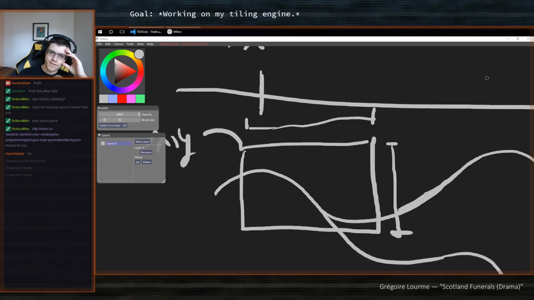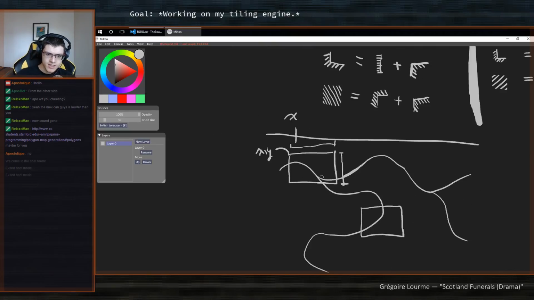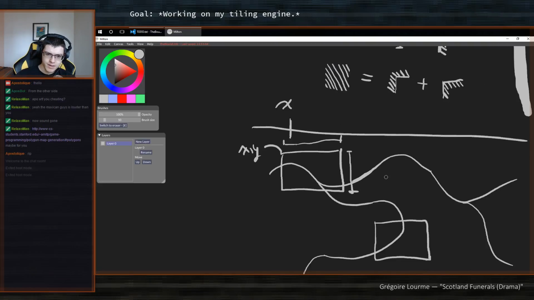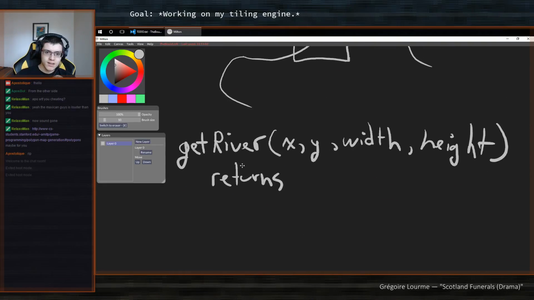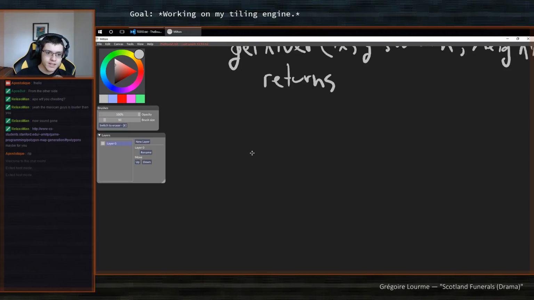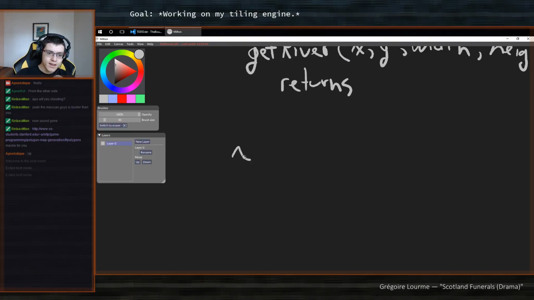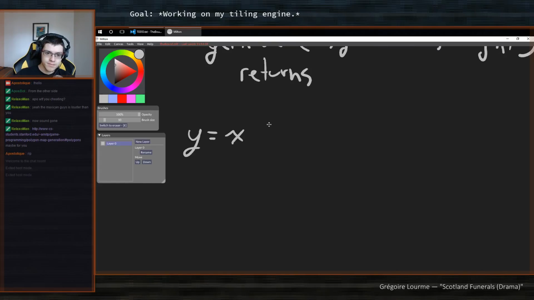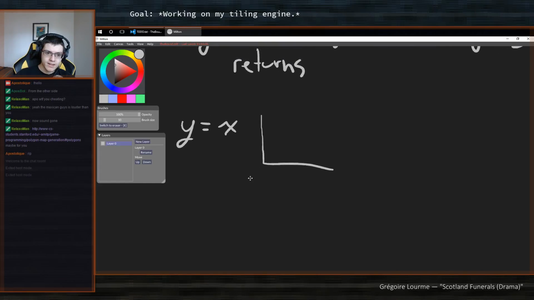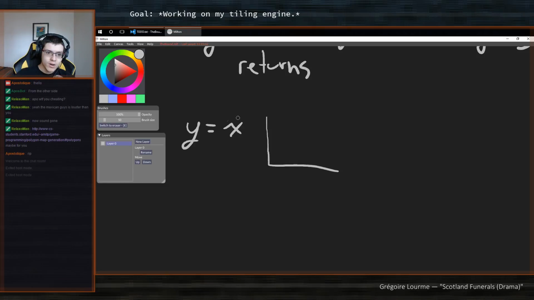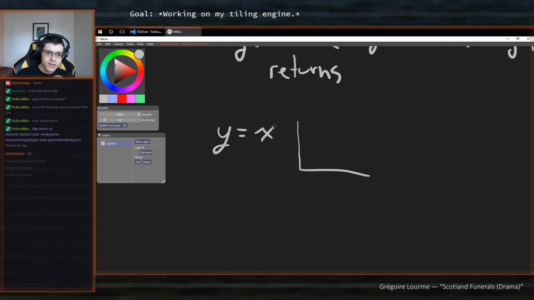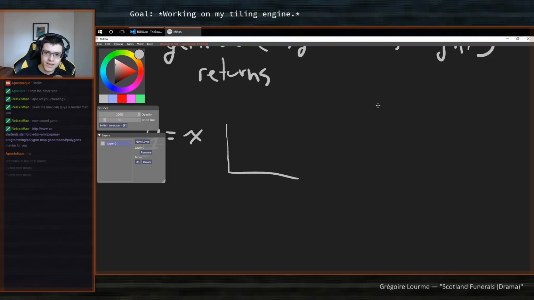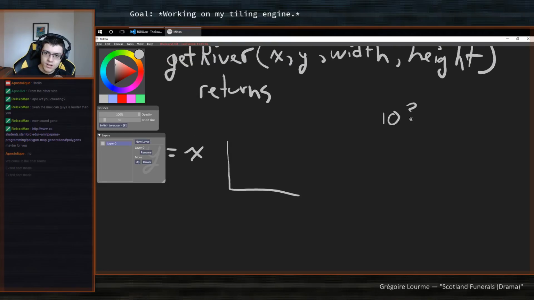Okay, so I need a function that's able to split. This is an interesting idea, I think. Maybe, I don't know, maybe it's not. But let's say y equals x. Then I can easily say, what is y if x equals 10? So if x equals 10, what is y?